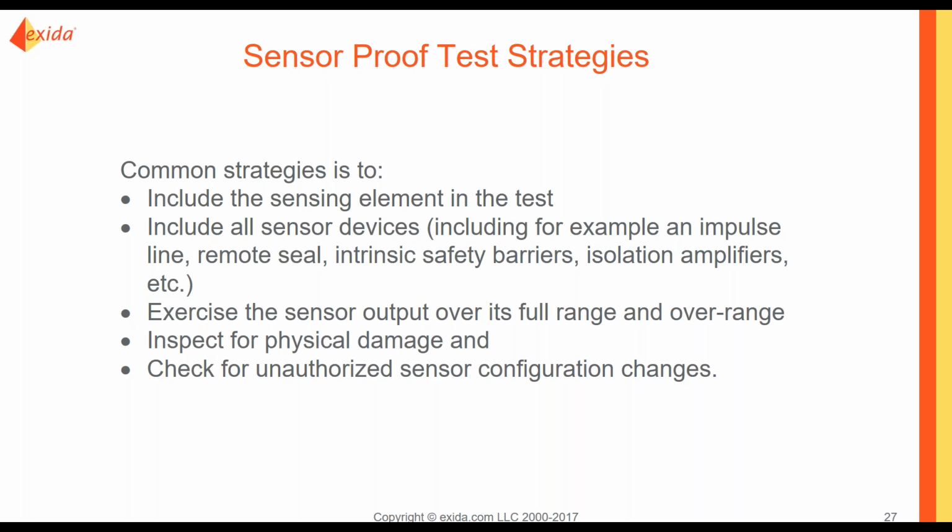And this test strategy will vary depending on the sensor type. However, a common strategy is to include the sensing element in the test, include all sensing or sensor devices, including, for example, an impulse line or remote seal, intrinsic safety barriers, etc., to exercise the sensor output over its full range and over range, to inspect for physical damage, and to check for unauthorized sensor configuration changes.